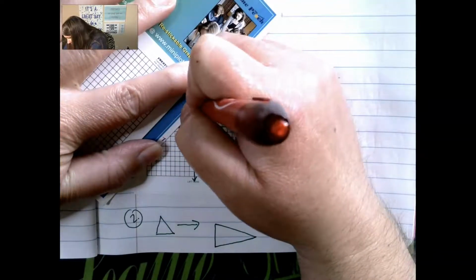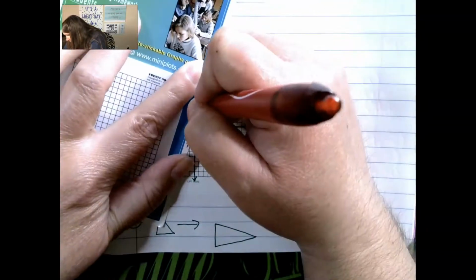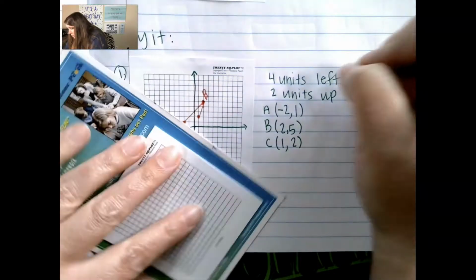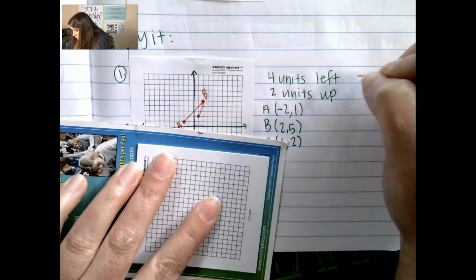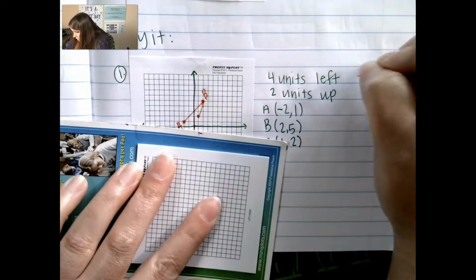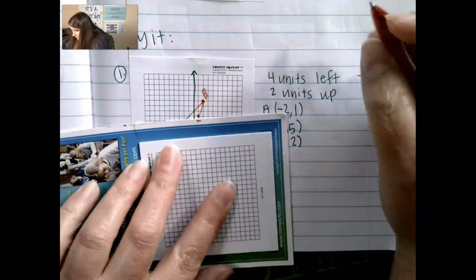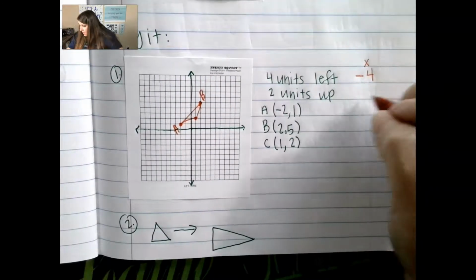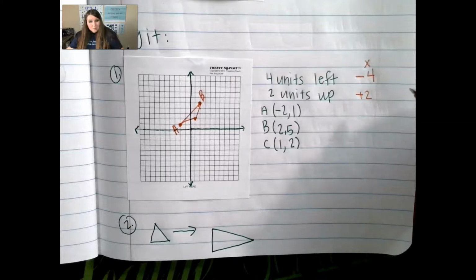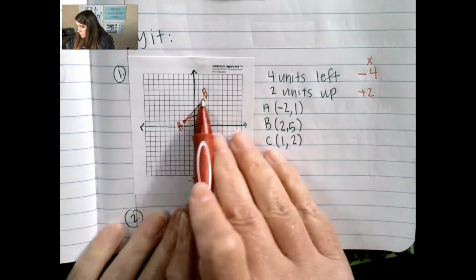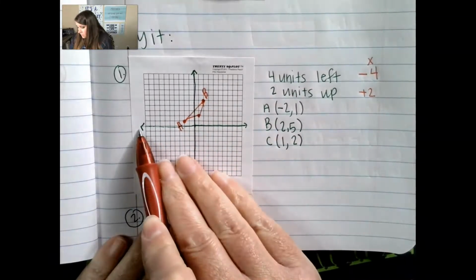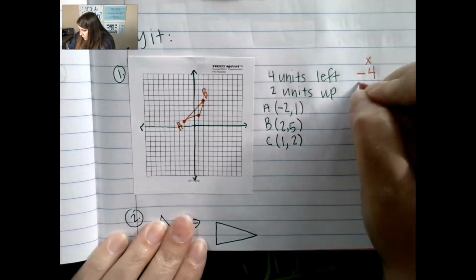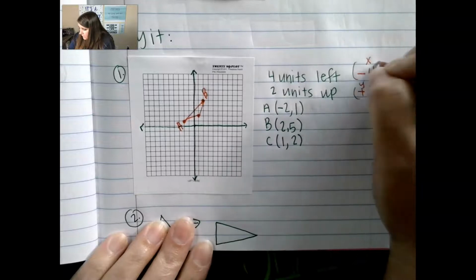And it says that I am moving this triangle 4 units left. So left means that I am getting smaller, so I'm subtracting 4 on my X value. And adding 2, because 2 units up. So left is getting smaller on the number line. 2 units up is getting bigger on the number line. And Y is adding 2.